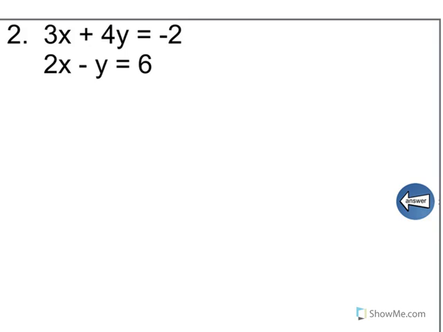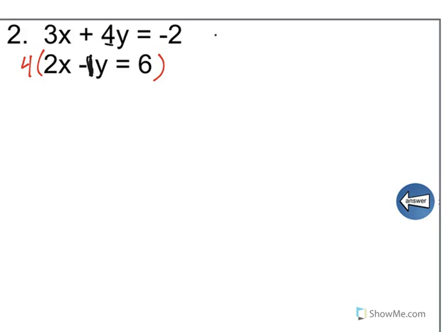The coefficients for x are different. The coefficients for y are different. Since this y on the bottom has a coefficient of 1, that's going to be the one that I want to work with. In order to cancel out with positive 4y, I would need a negative 4y here. In order to get a negative 4y, I would need to multiply the entire equation by positive 4.